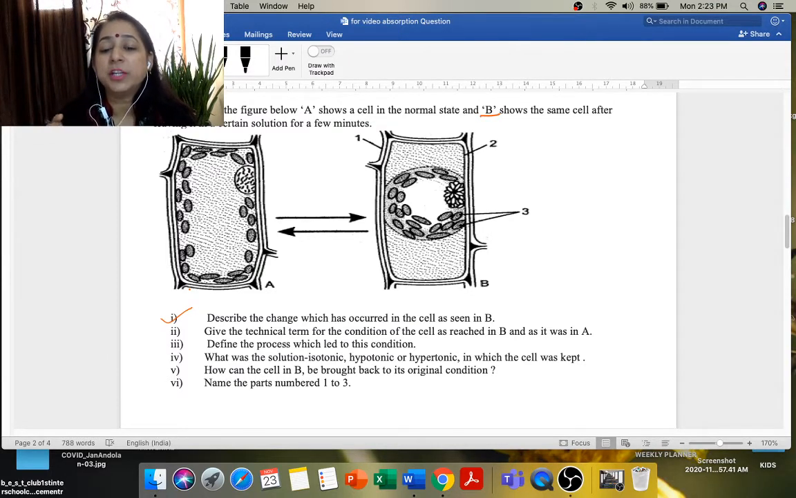Give the technical term for the condition of the cell as reached in B. Plasmolysed cell.